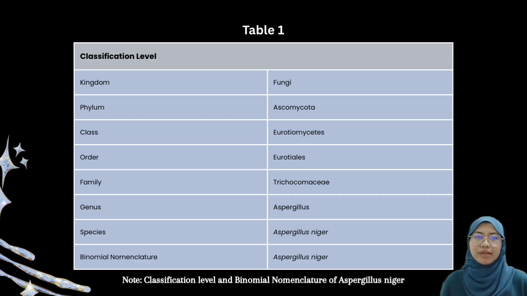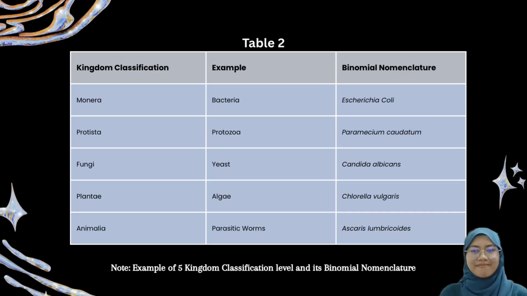The first one is kingdom, which is fungi, phylum Ascomycota, class Eurotiomycetes, order Eurotiales, family Trichocomaceae, genus Aspergillus, and species Aspergillus niger. Just remember, binomial names always use genus and species name. The genus is capitalized, but the species is not.